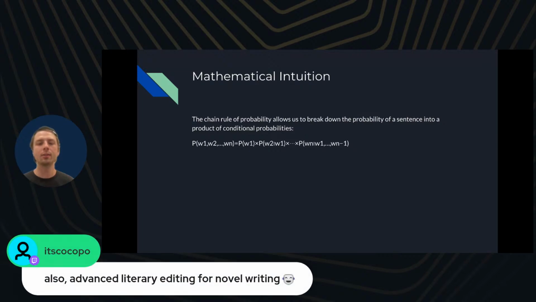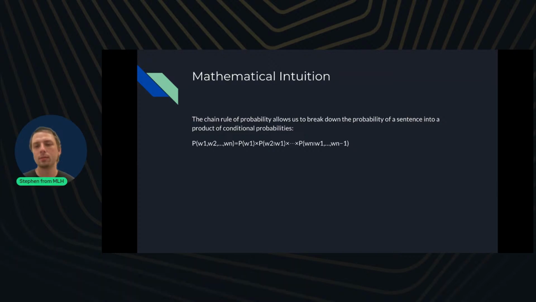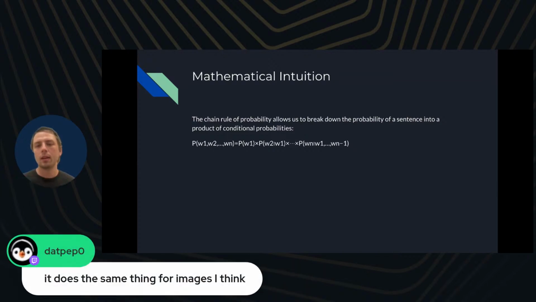A few more here. Advanced literary editing. That would be cool. Yeah, another hackathon project I saw was trying to help readers get tailor-made content from their favorite writers using LLMs. And DatFab0 says it does the same thing for images, I think. Yeah, so there's something called Vision Transformer. In that case, tokens are actually patches. And we're going to discuss Vision Transformer this week, so stay tuned if you're interested in that.